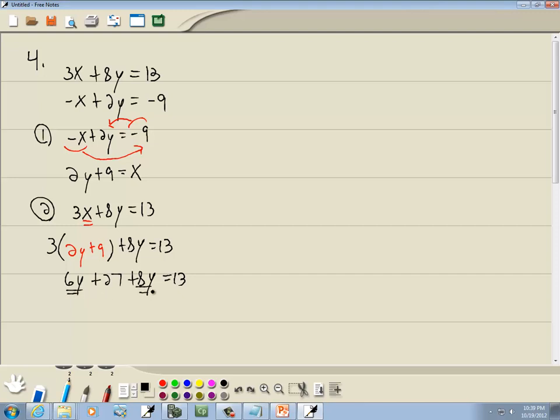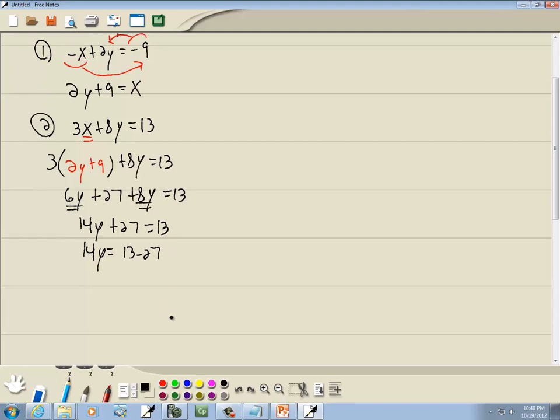Here we got 6y plus 8y. That gives us 14y. Plus 27 equals 13. Take 27 to the right side and it becomes a negative 27. And we got 14y is equal to negative 14. Well, divide both sides by 14. And we get y is equal to negative 1.